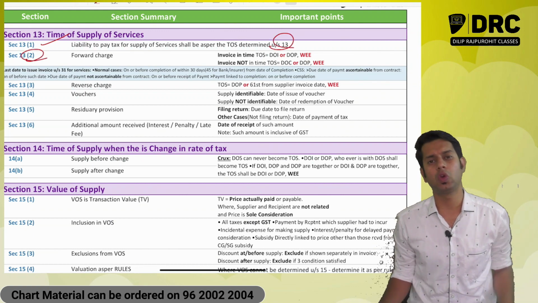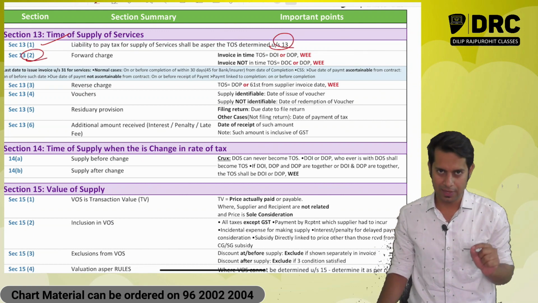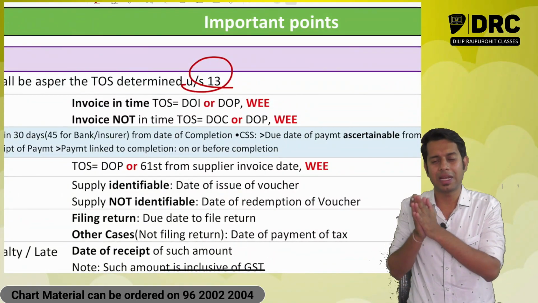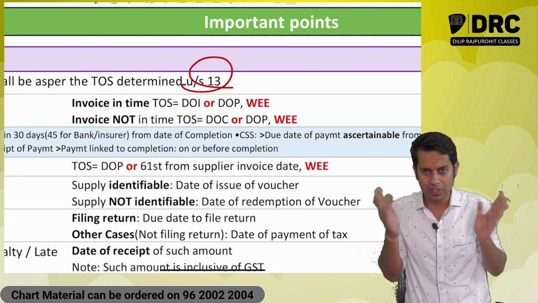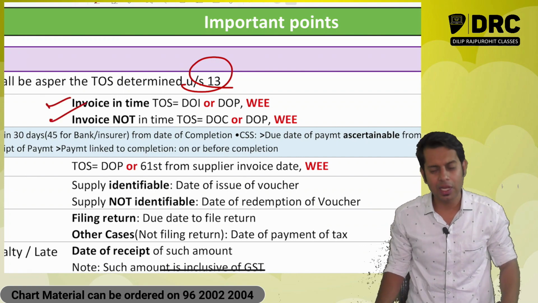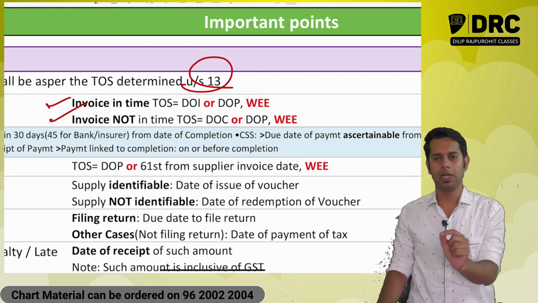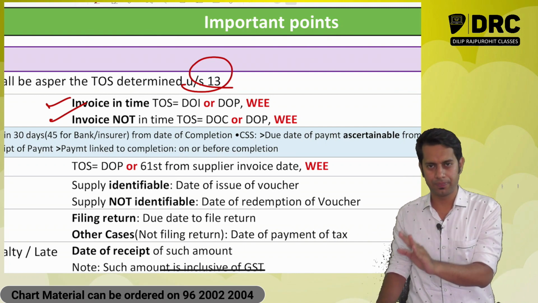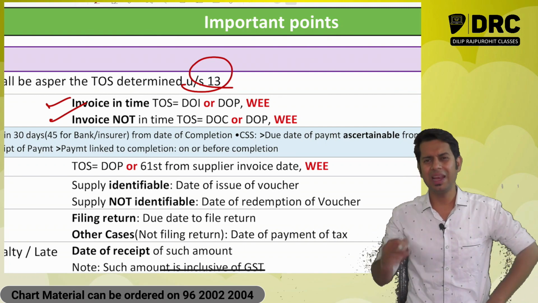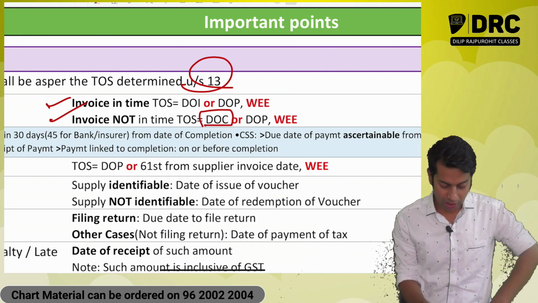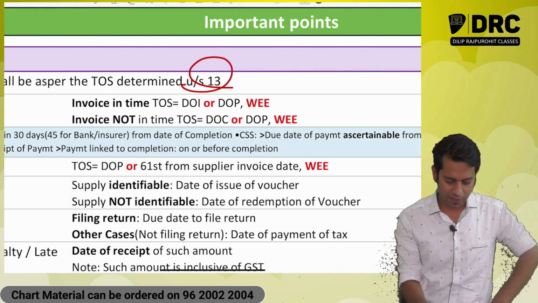Section 13 subsection 2 talks about time of supply for services. It says if the invoice has been issued within the due date, the time of supply will be date of invoice or date of payment, whichever is earlier. If invoice is not issued within the due date, the time of supply will be last date to issue invoice or date of payment whichever is earlier. Here last date to issue invoice is nothing but the date of completion. Better you read it as date of completion.